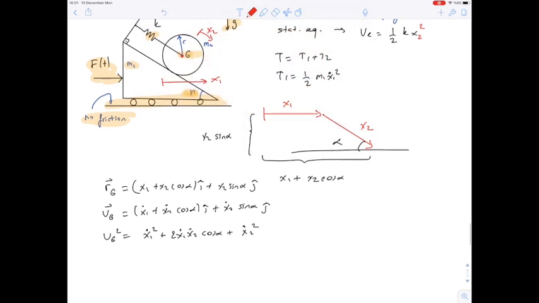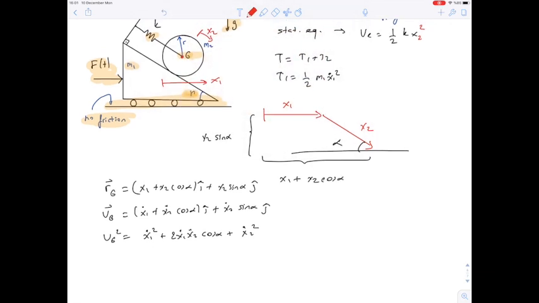And for the potential energy, only the wheel will have the potential energy, so it will be again the amount of drop is x2 sine alpha: minus m2 g x2 sine alpha plus 1/2 k x2 square.